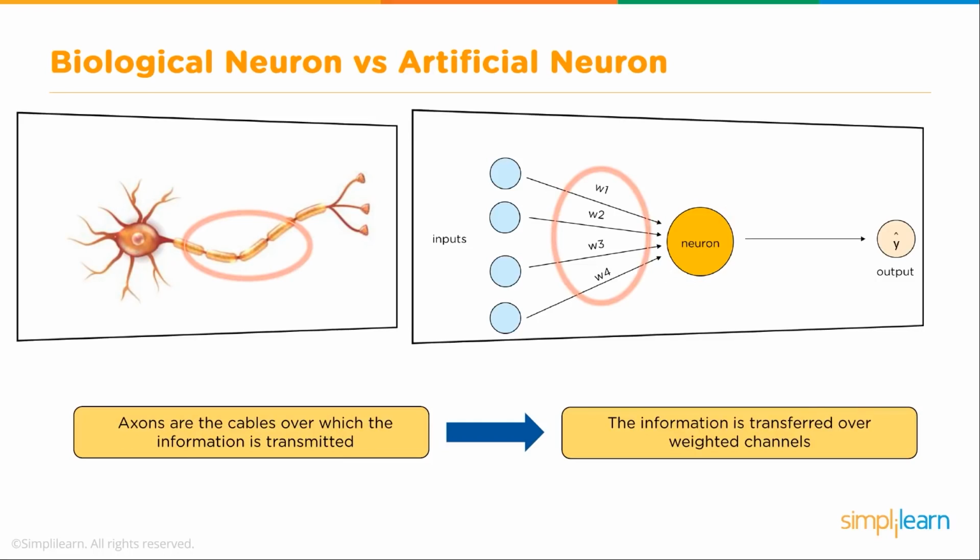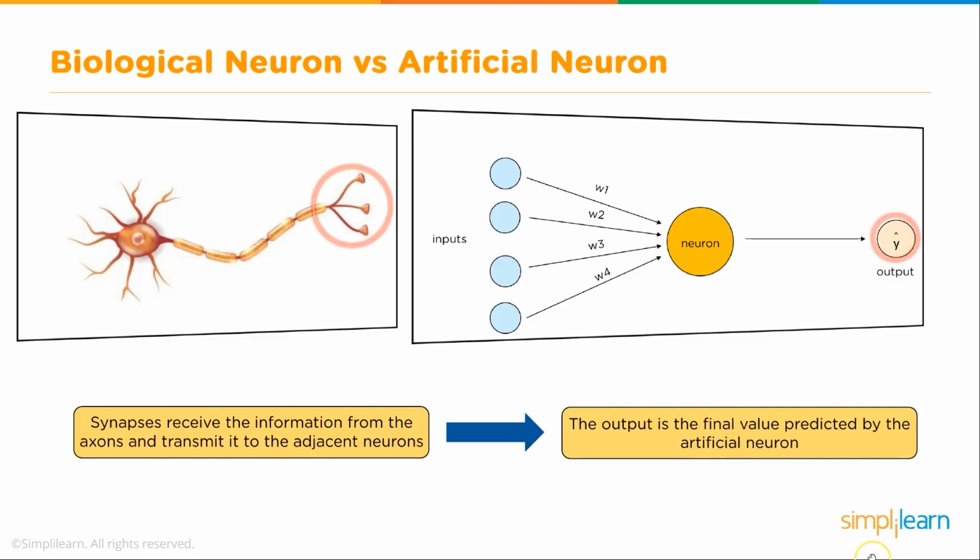Axons are the cables over which the information is transmitted, and the information is transferred over weighted channels. So you can look at that. I mentioned weights briefly, but you alter the data coming in. Those weights are what cause different information coming in to be weighted differently and processed differently. And the synapses receive the information from the axons and transmit it to the adjacent neurons. That's in your biological model. And then when we look at the artificial neuron, the output is a final value predicted by the artificial neuron.